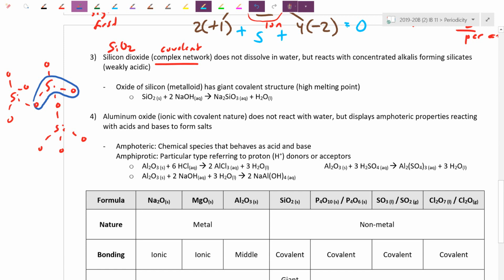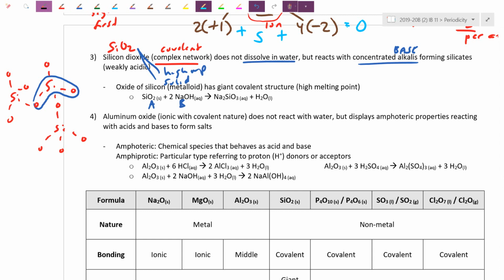Because of this gigantic covalent structure, not only do we expect this to have a very, very high melting point, it's going to be a solid under our regular exposure to it. This one turns out doesn't dissolve in water at all. But we find that we can react it with a very concentrated alkali, which is a base. Things that react with base are called acids.